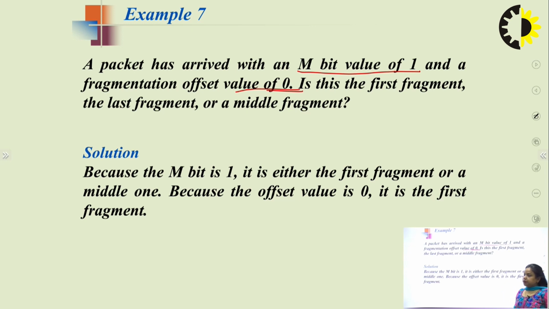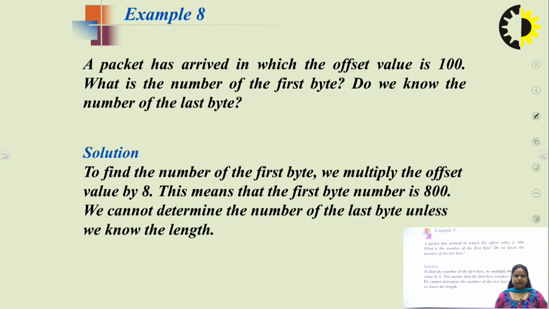right? Due to M, we have seen that it can be the first or a middle one. But because it is given in the example that its fragmentation offset value is 0, it should be the first fragment. So in this example, with the help of the offset value, you can decide that this is the first fragment, right?